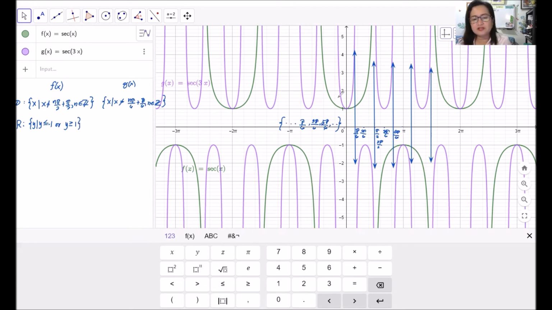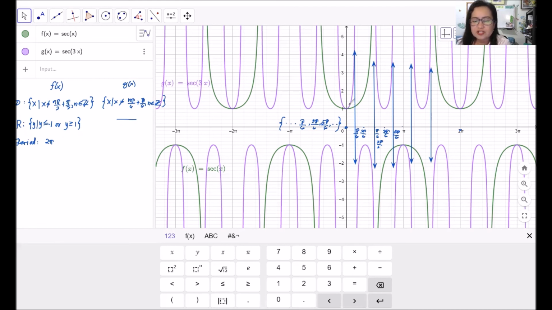What about in g of x? As you can see, we have the same. So no significant change in the range. What about the period? Okay, so let's see. For f of x, the period is 2 pi. Now, in the interval from 0 to 2 pi, you can see that there will be 3 complete cycles.